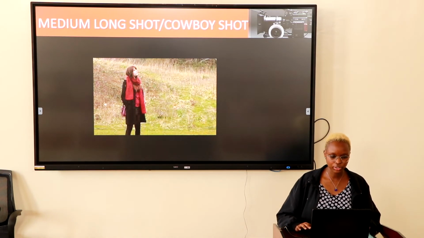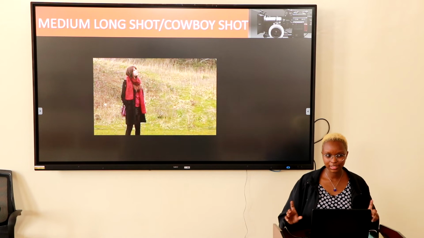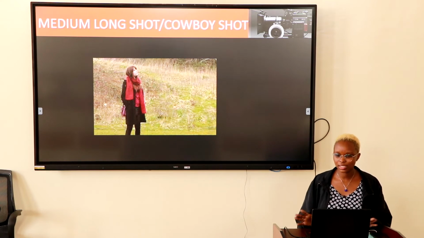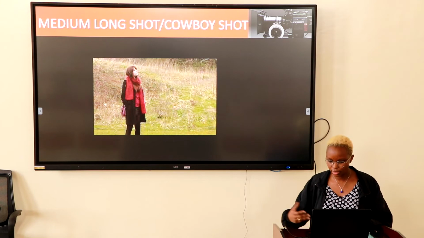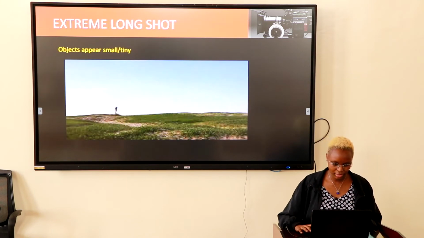Then a medium long shot is a head-to-knee shot, or a cowboy shot. It's called a cowboy shot because, I don't know if you guys play games or watch films with cowboys, they always have some signature shot, and most of the pictures they take are usually a head-to-knee thing, mostly because they use horses or something to do with that.